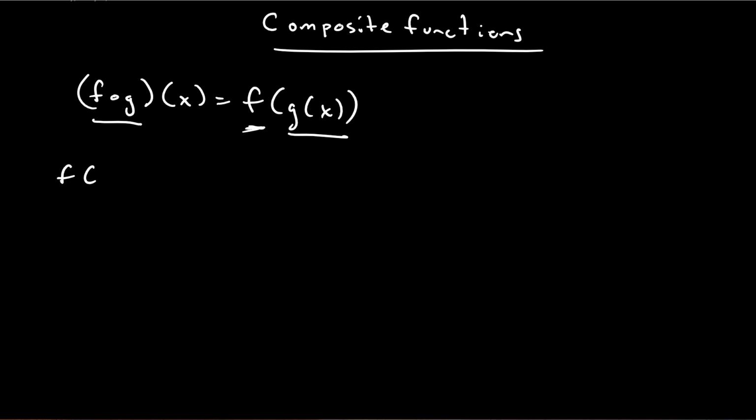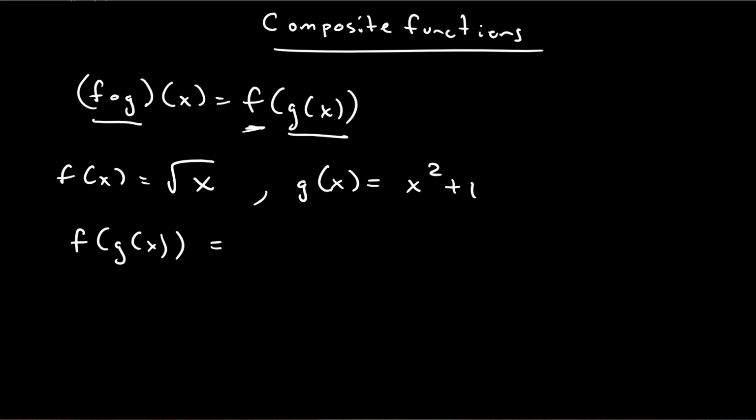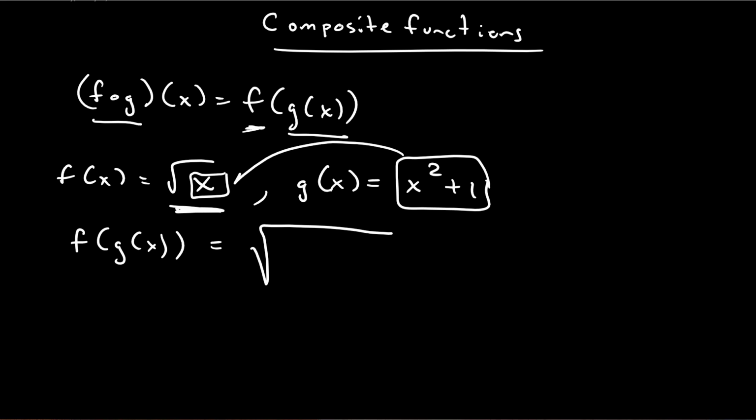Suppose I had a function f of x is equal to the square root of x. And I had another function, g of x, which is x squared plus 1. What does f of g of x mean? It essentially means wherever I see an x in my original function f of x, replace that x with the function g of x. So if f of x is the square root of x, then f of g of x is going to be the square root of, now we replace all x's by x squared plus 1. So that's going to be the square root of x squared plus 1. So we replaced our x here by g of x, which is x squared plus 1.